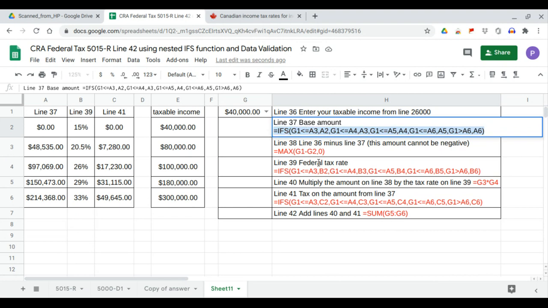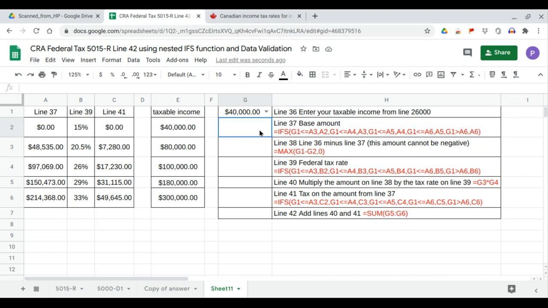Now we enter the if function, the nested if function of line 37, the base amount. Copy, paste it, enter. So at 40,000, the base amount is 0.